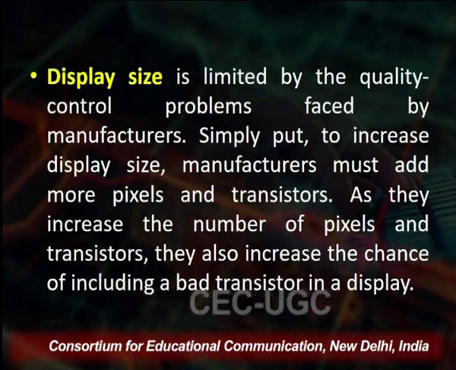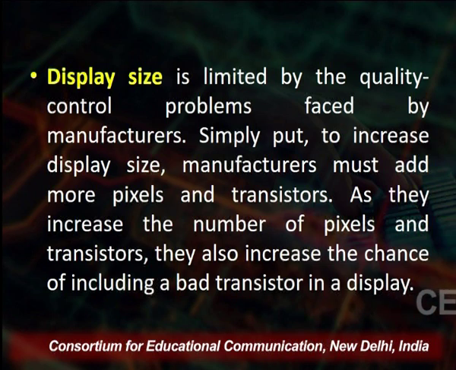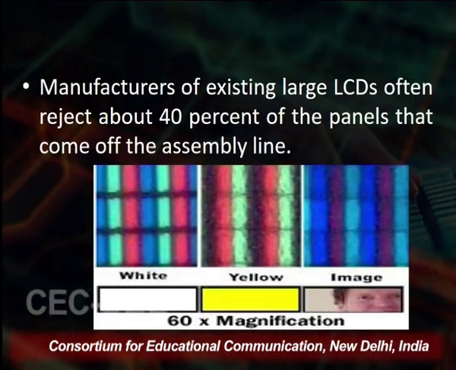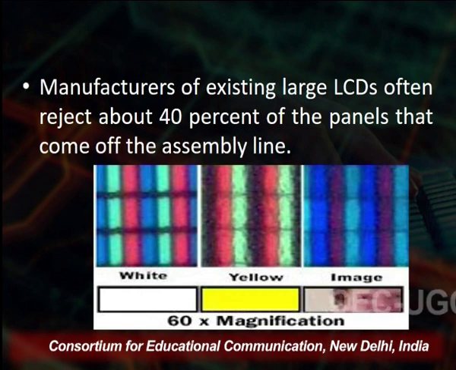The next point is display sizes. It is limited by the quality control problems faced by the manufacturer. Simply put, to increase the display size, manufacturers must add more pixels and transistors. As they increase the number of pixels and transistors, they also increase the chance of including a bad transistor in a display. If one is destroyed, there will be a chance of destroying the images.